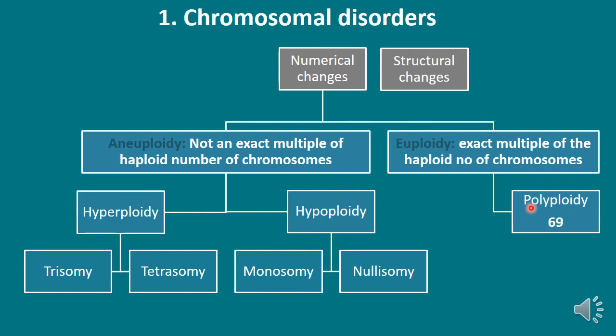Similarly, if the increment or reduction in the number of chromosomes is not an exact multiple of the haploid number of chromosomes, the defect is called aneuploidy. In aneuploidy, there may be one or several additional chromosomes or one or several chromosomes may be missing.